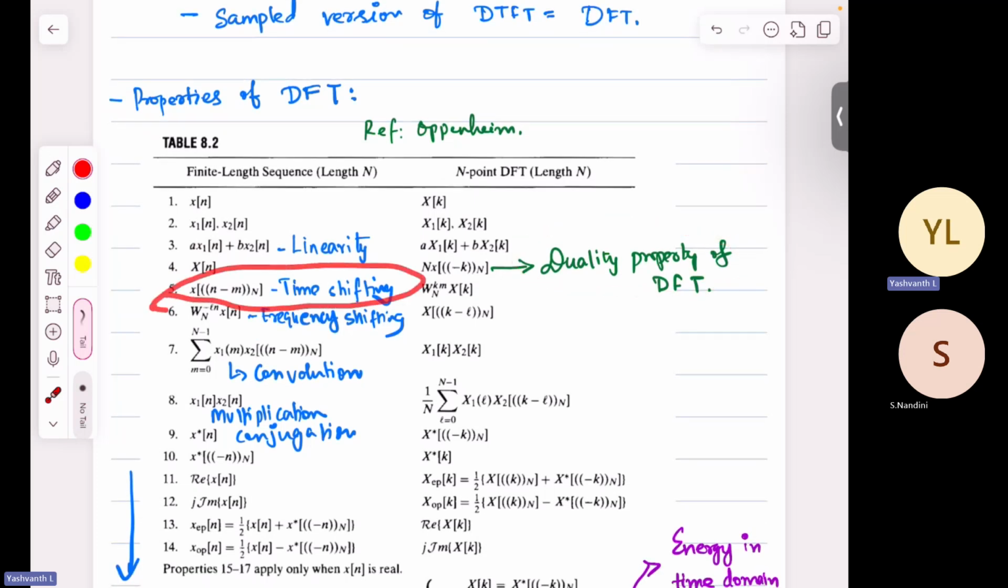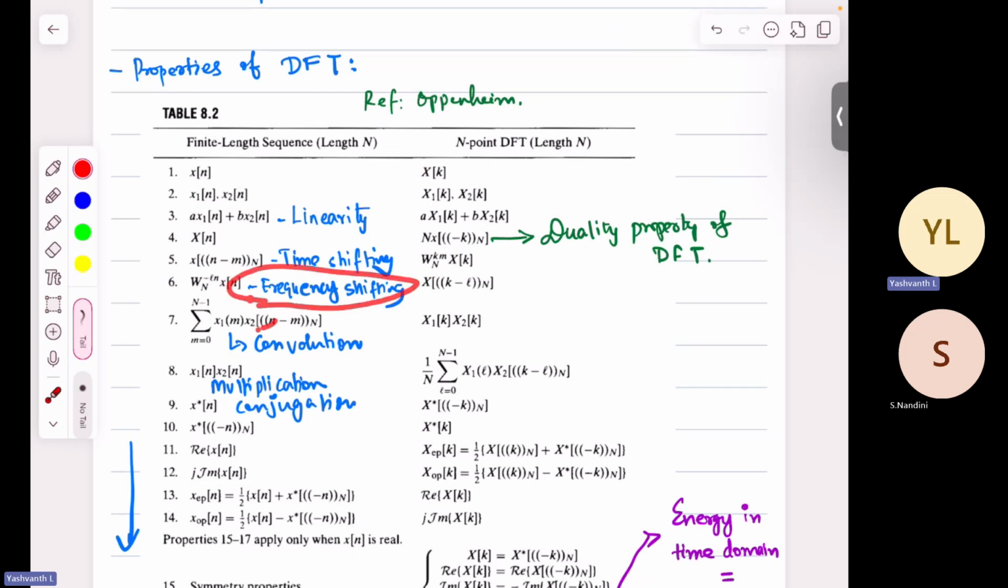Similarly, you can define the time shifting property and the frequency shifting property. In the time shifting property, what it says is if you delay by an amount m, you will also multiply by a phase shift in the frequency domain. So this W_N is basically the twiddle factor that we just described above. By the way, this is taken from the reference Oppenheim, table number 8.2. Okay, and the frequency shifting property says, suppose you multiply by a complex exponential in the time domain, then your corresponding DFT will be shifted by L samples.